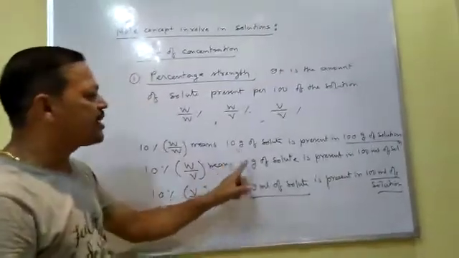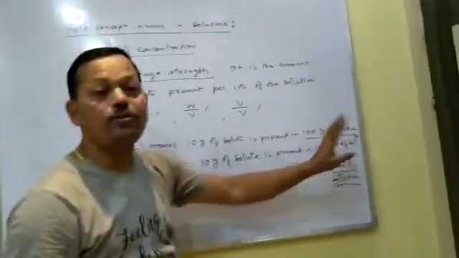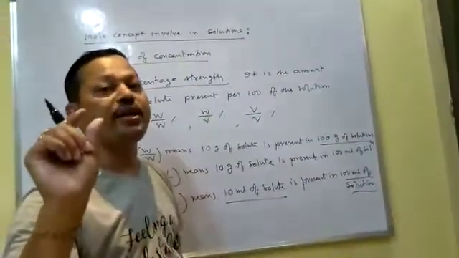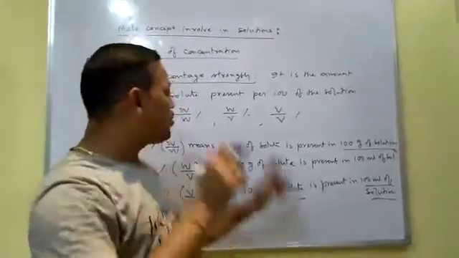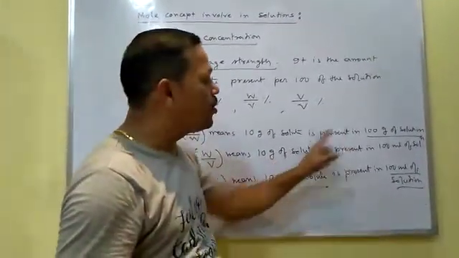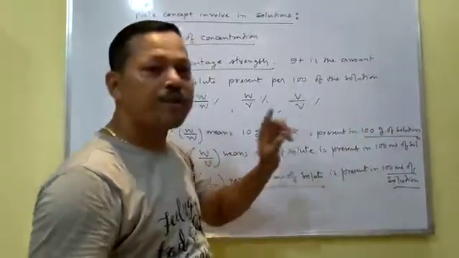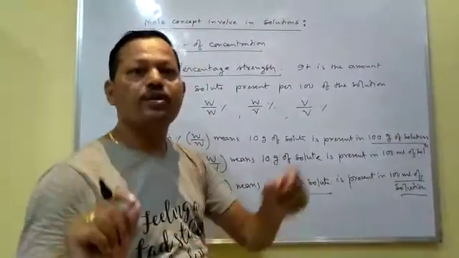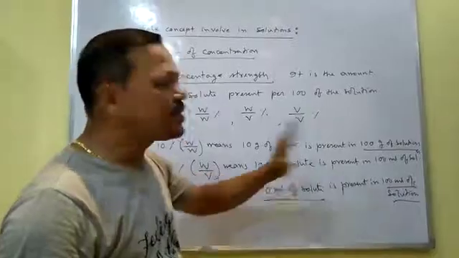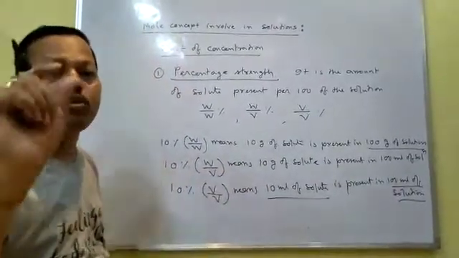But in this case, 10 gram of solute is present in 100 ml of solution. Here it is difficult to find out the amount of solvent because one is expressed in gram, one is expressed in milliliter. I mean, when your solute is solid, solvent is liquid. To prepare this type of solution, how to find out the amount of solvent?